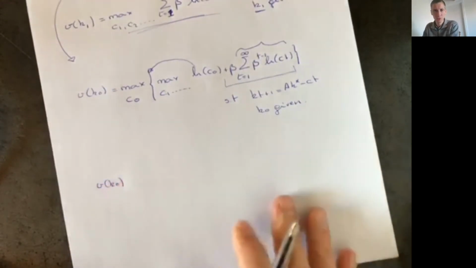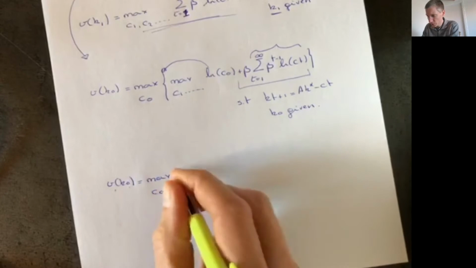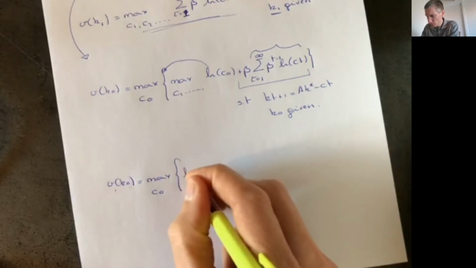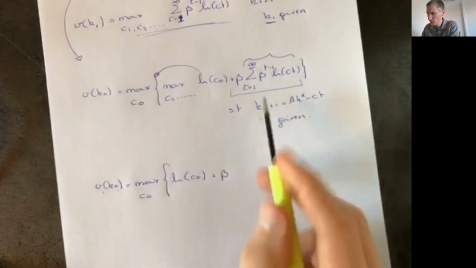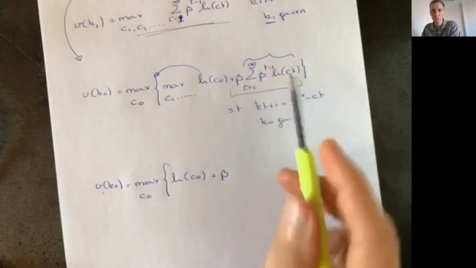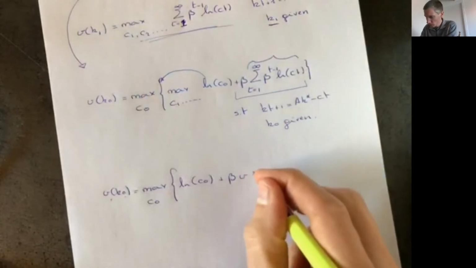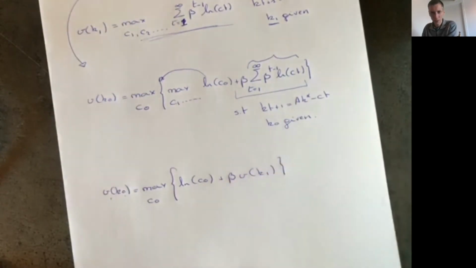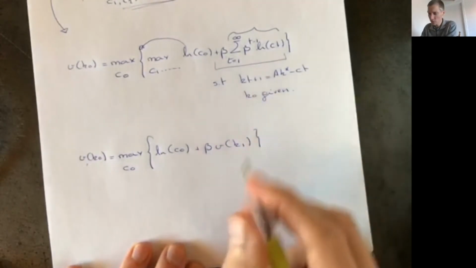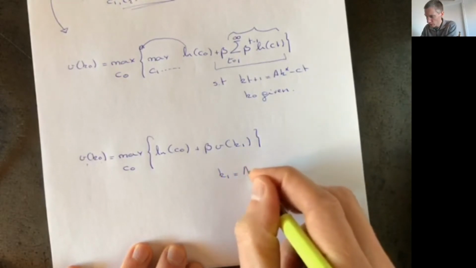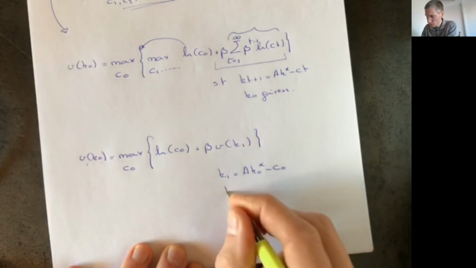So what this gives us is the following. V of K0 is equal to the maximum over C0 of ln C0 plus beta, and then the maximum thing that I can do in the future, right, which is V of K1. It's basically substituting this in here. And then of course I have the law of motion, which says that k1 is equal to a k0 to the power alpha minus c0, and k0 is given.